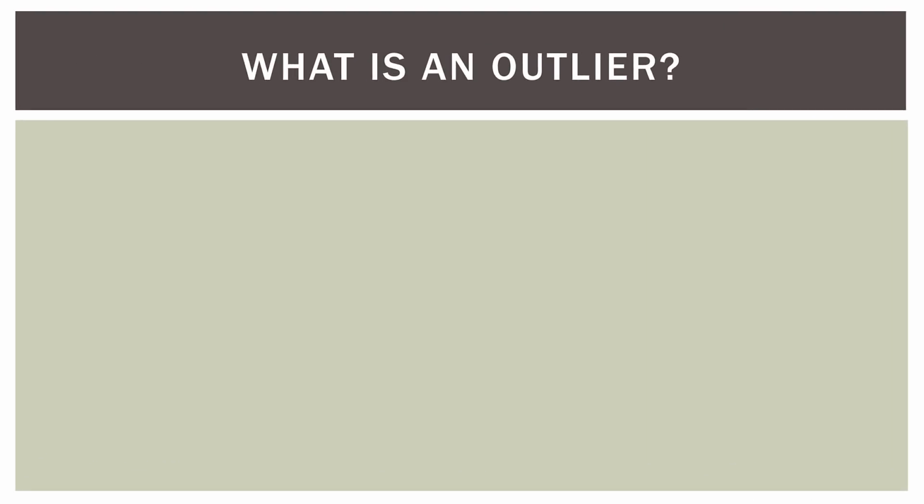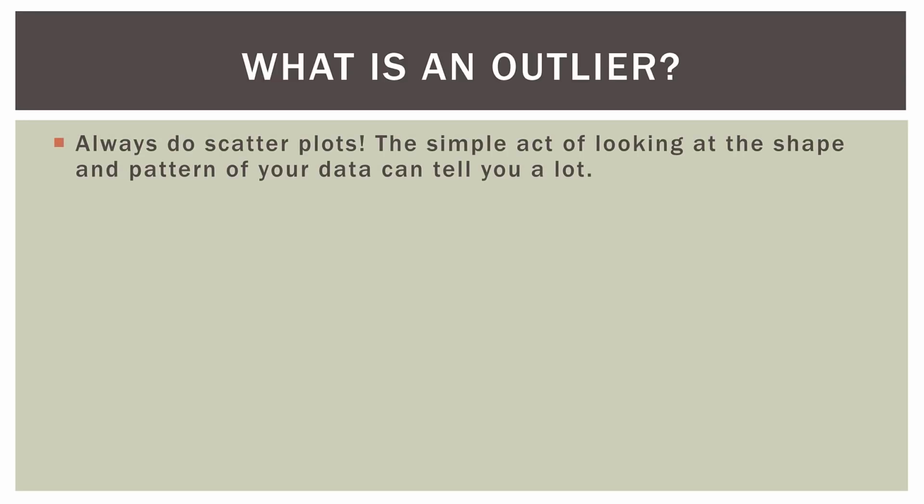So what is an outlier? Number one, always do scatter plots and exploratory data analysis. In many videos before, I have yelled this into the microphone and I will do it again. Just do simple scatter plots for your data. It's the simple act of looking at the shape and pattern of your data that can tell you a lot.